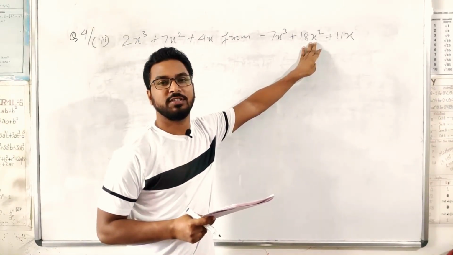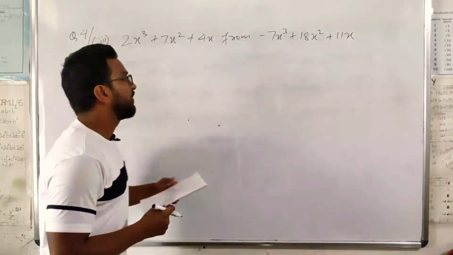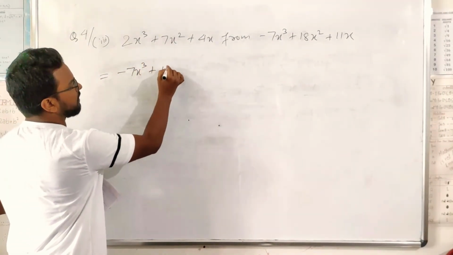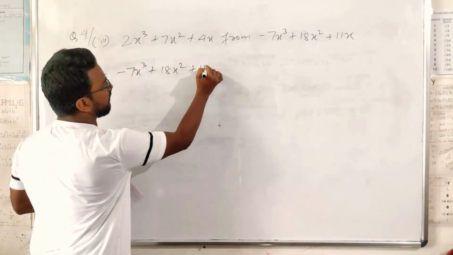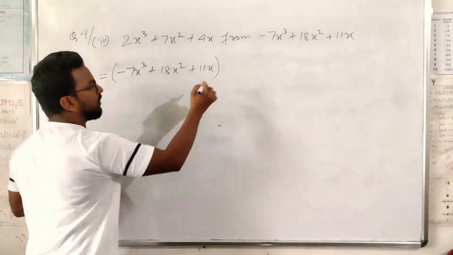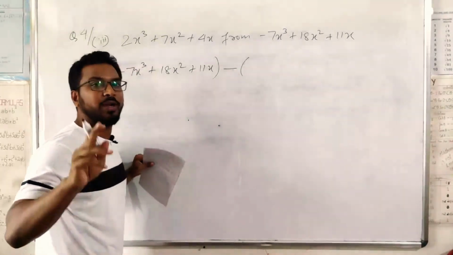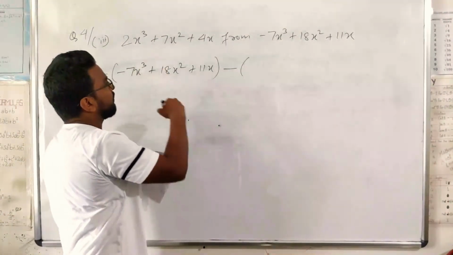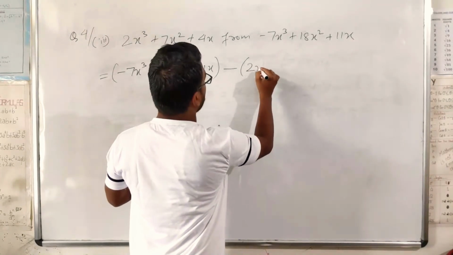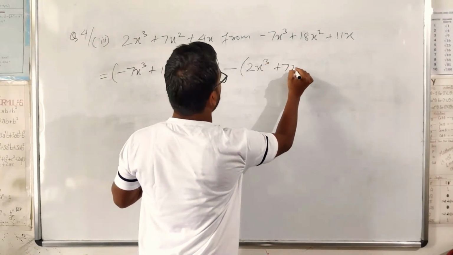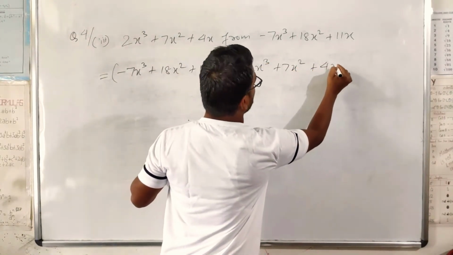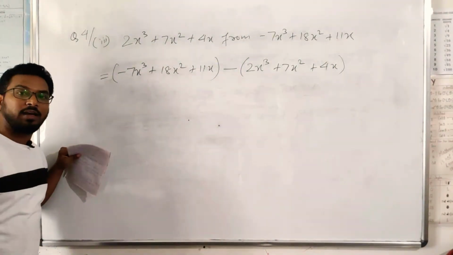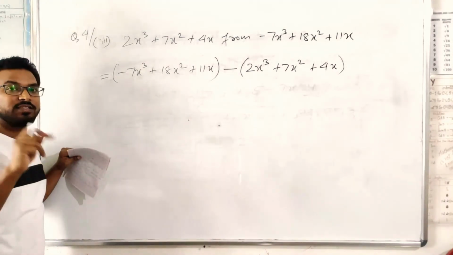So which one will we write first? The second expression, right? So we'll write it here: minus 7x cube plus 18x square plus 11x. From here you have to subtract what? Here you have to put the bracket sign, otherwise it will be wrong. So you have to put this first expression, x cube plus 7x square plus 4x. It is very important to put the bracket. Now you will see why it is important.